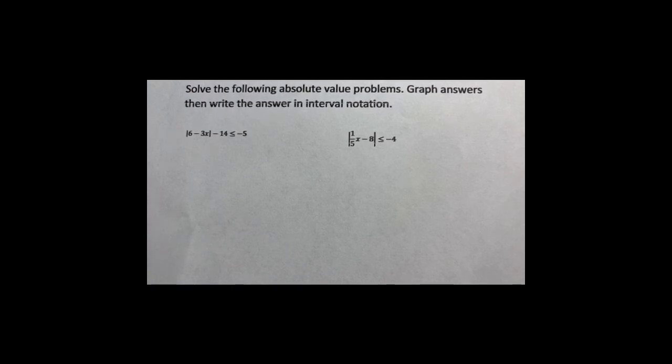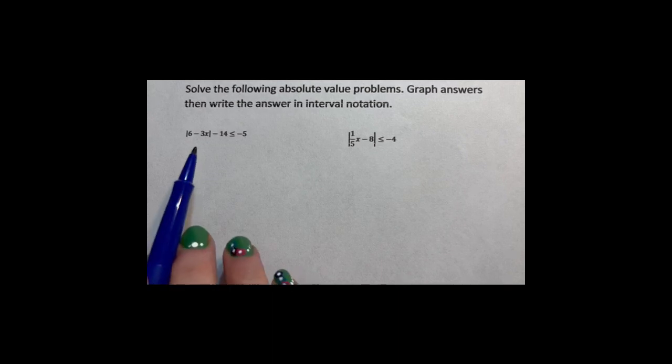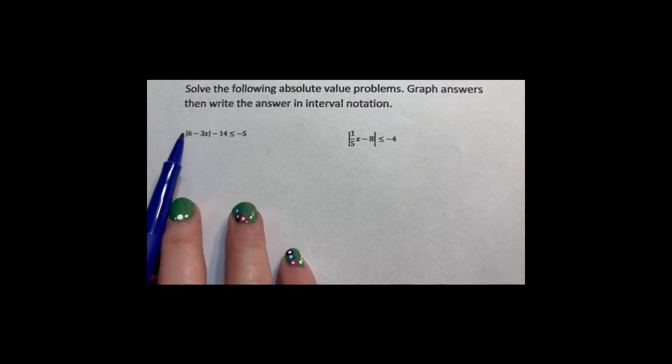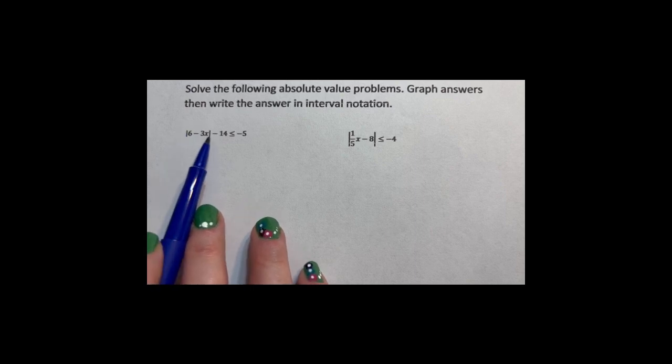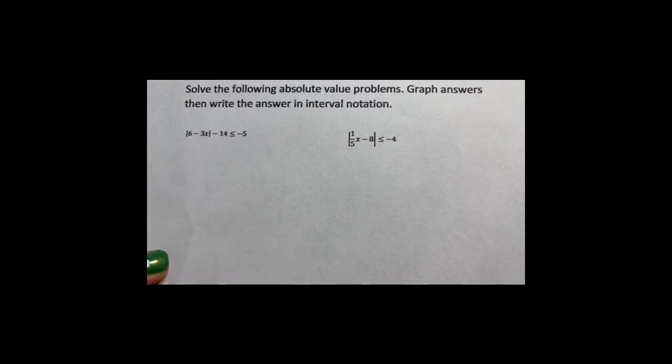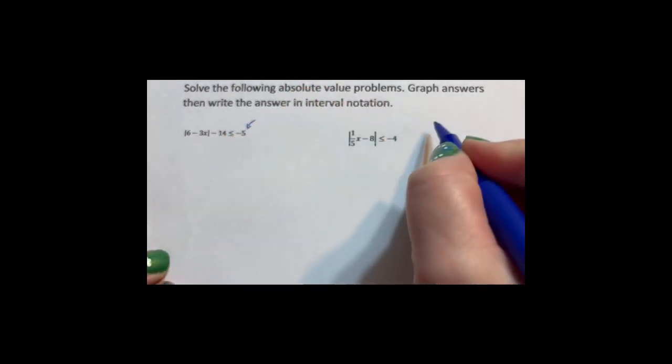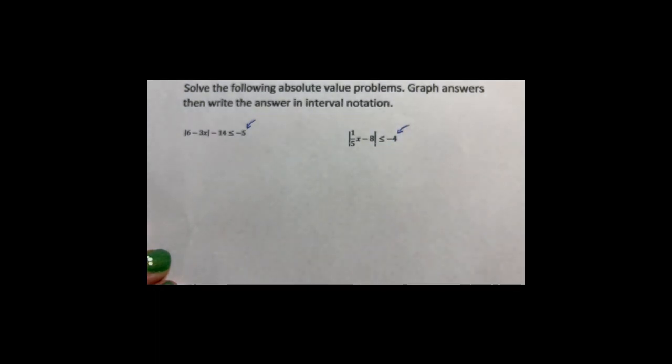Today I'm doing a series of videos on inequalities and the absolute value of inequalities. Today I have two problems, and one thing I want to note about absolute value problems is whenever there's a number with the absolute value part of the problem, like this negative 14, you need to move it over so the absolute value part is alone. The other thing I want you to note is that you need to be really careful of negatives.